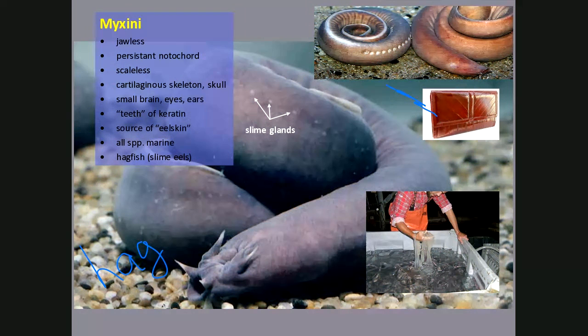So I guess, from a marketing point of view, it makes more sense to call that wallet an eel skin wallet than a hag skin wallet. Probably wouldn't sell very well, but that's what that stuff is. It's not eel. Eel is a more proper fish. These things are fish-ish. They are fish, but not quite like the eel.